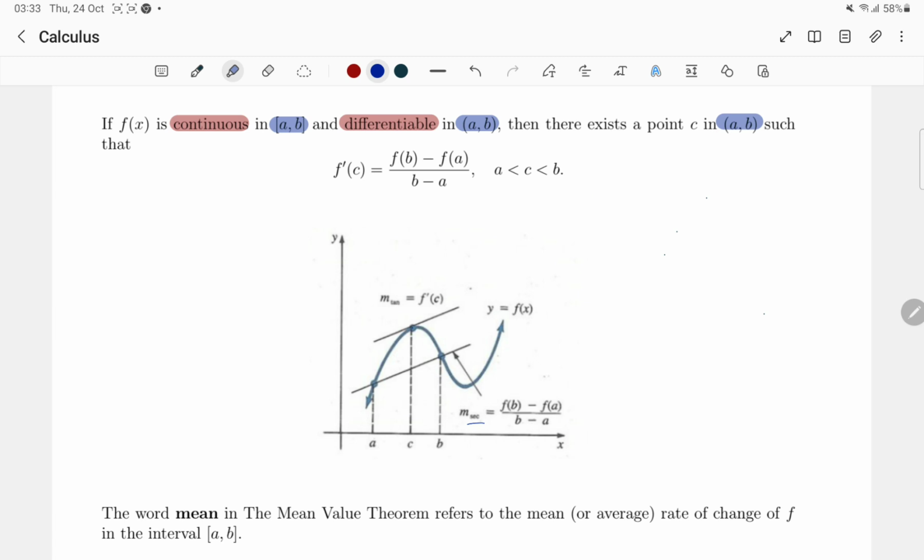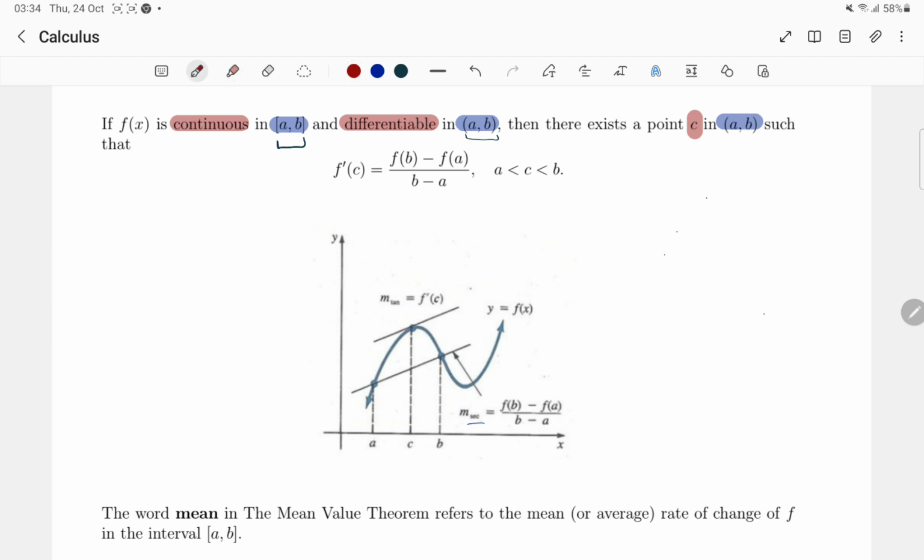Okay, so what is this theorem meaning? It's meaning that for any closed interval [a, b], if f of x is continuous in this closed interval and is also differentiable in this open interval, then there should exist a c in (a, b) such that this happens.